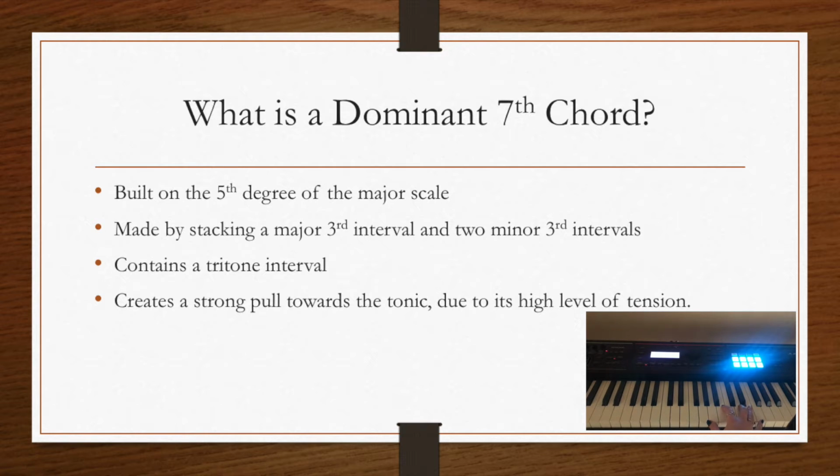The B and the F form a tritone. The B wants to resolve up to the C, and the F wants to resolve down to the E. This is what makes a dominant 7th chord pull so strongly to the tonic.